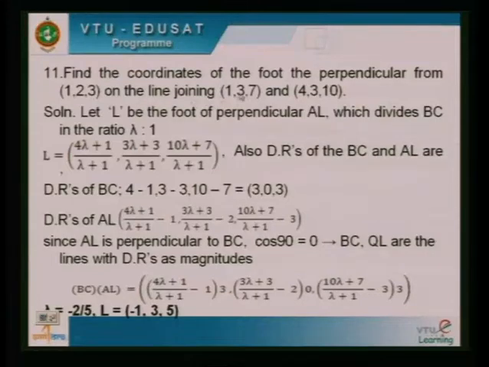The problem is like this. Find the coordinates of the foot of the perpendicular from the point 1, 2, 3 on the line joining 1, 3, 7 and 4, 3, 10.